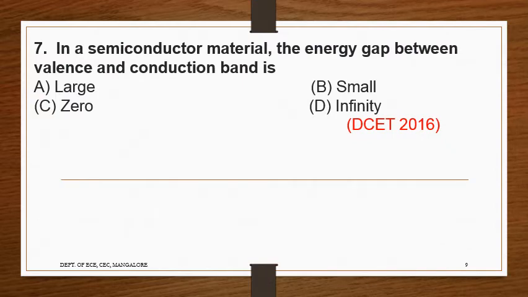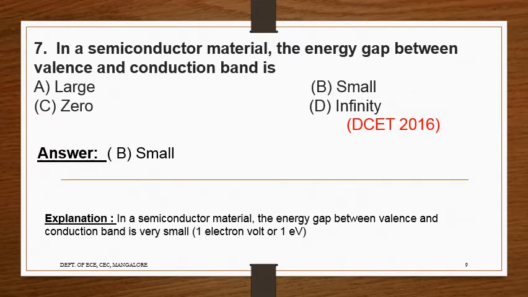In a semiconductor material, the energy gap between valence and conduction band is: large, small, 0, infinity. Answer is small. In a semiconductor material, the energy gap between valence and conduction band is very small, about 1 electron volt.